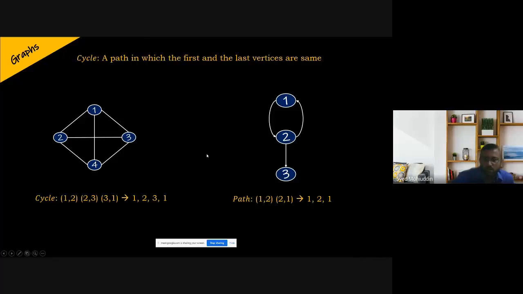Now, the difference between graph and tree is that a graph can have cycles, may or may not. That is also a different issue. But usually a graph has cycles. But a tree will never have a cycle. That's the difference between graphs and trees.